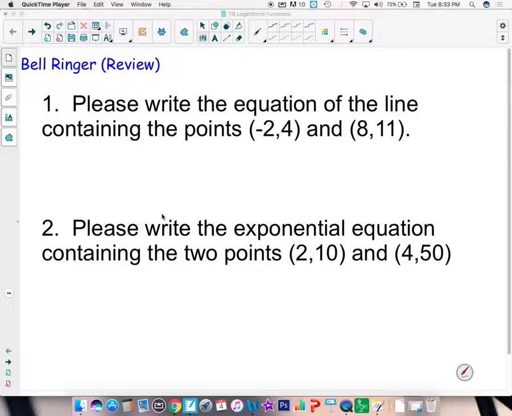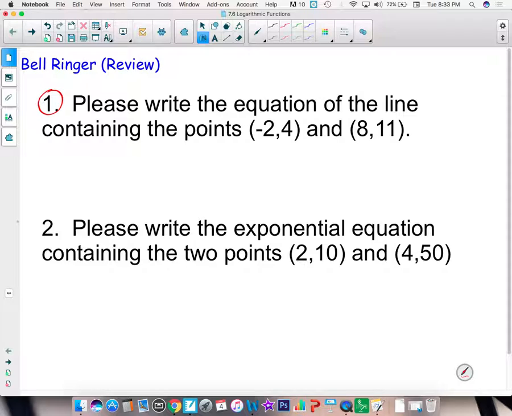So the first one, we're doing the equation for a line. If you think of what we need for a line, we need a slope and we need a y-intercept. Remember the slope formula, y2 minus y1 over x2 minus x1. We can use that because we have 2 points. So it's 11 minus 4 over 8 minus a negative 2. That gives us 11 minus 4, that's going to be a 7. And since that's a double negative, it turns to a plus, so it's 10.